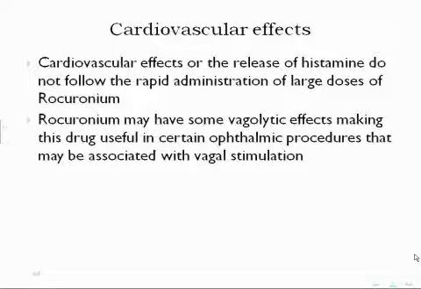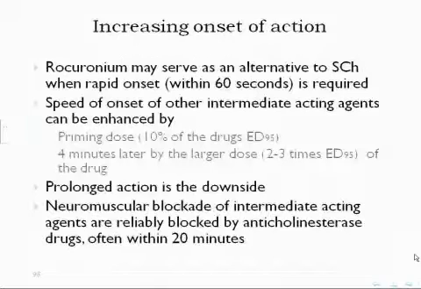And still the liver has big responsibility for breaking down this medication. As for cardiovascular effects, the release of histamine does not follow the rapid administration of large doses of Rock, so for that reason it is safe to use doubling doses to get the effect you want. It has some degree of vagolytic effect, so you can sometimes see an increase in heart rate. But it's also maybe useful when you're doing open eye injuries if you want to eliminate the vagal reflex, the oculocardiac reflex, because it acts a little bit like atropine. For increased onset of action, Rocuronium may serve as an alternative when rapid onset is required. But again, be careful. Make sure that the person is really fully muscle relaxed.